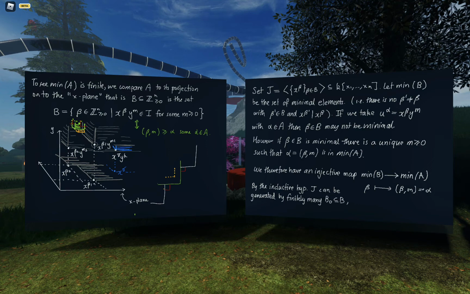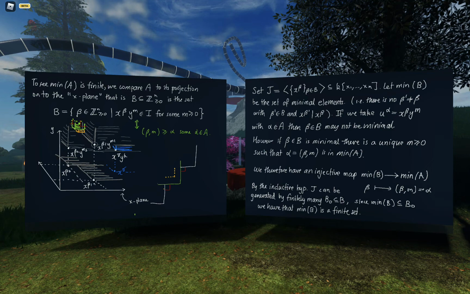And if you think about it, that means the minimal elements can only be divisible by themselves, right? So if every monomial in J is divisible by something in B0, the minimal elements have to be in B0. Okay, so that means that by the inductive hypothesis, the minimal elements of B form a finite set. So those corners in the shadows, there are only finitely many of those.